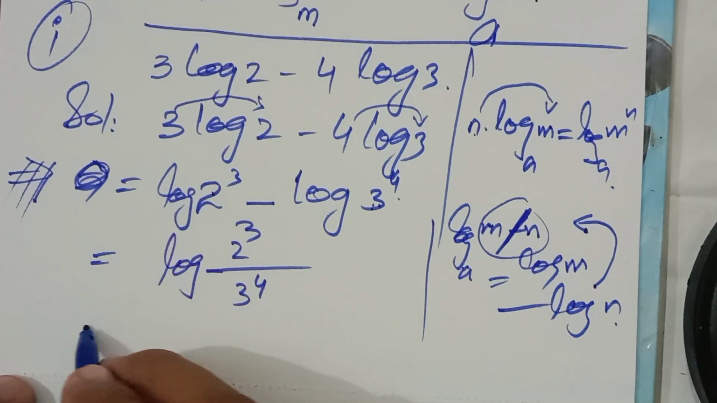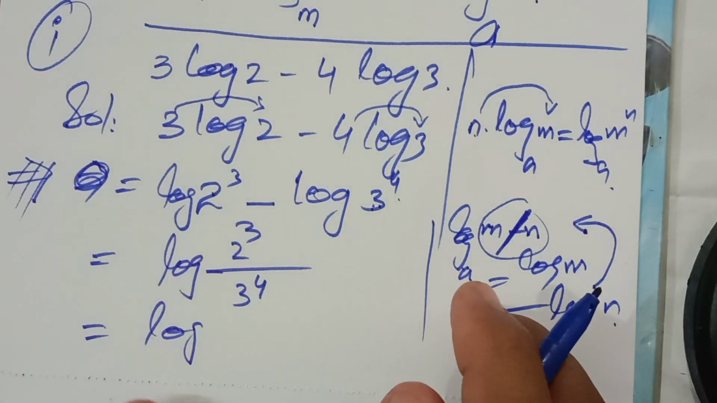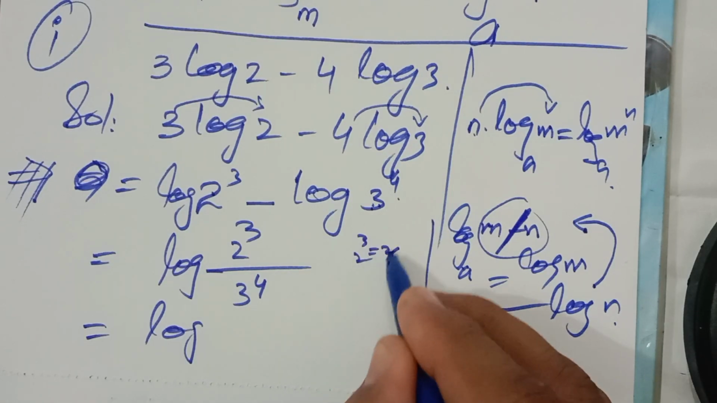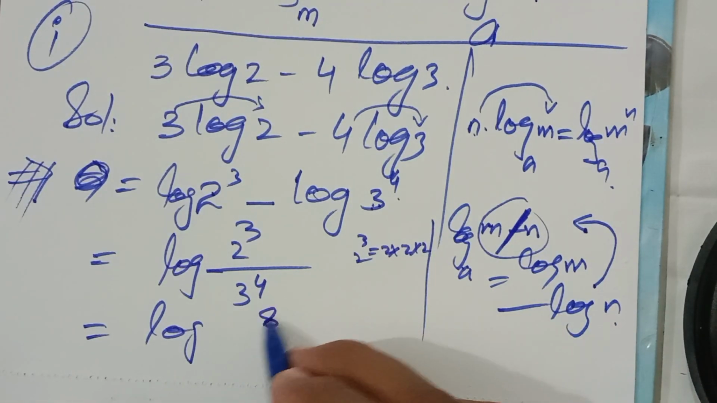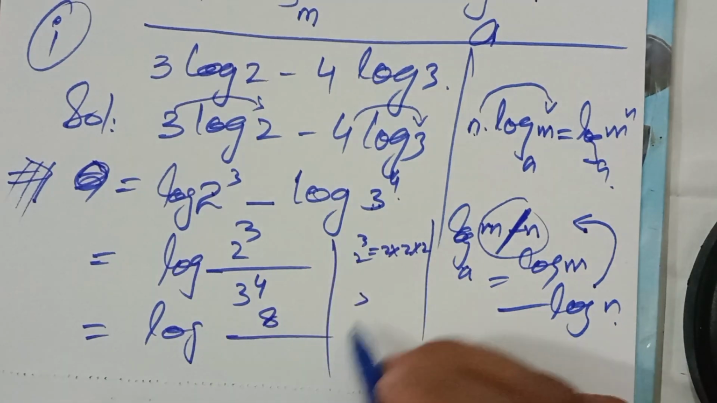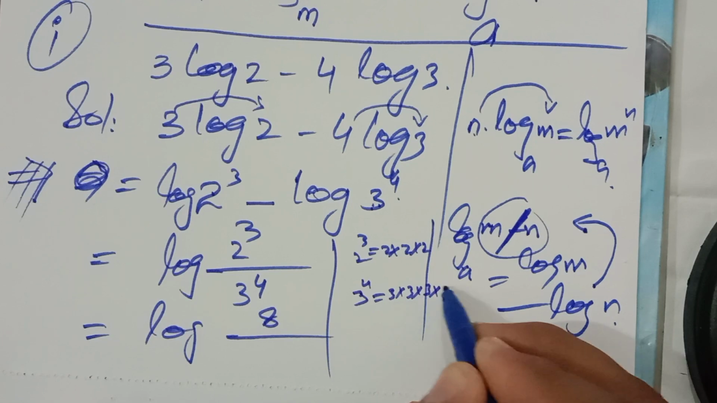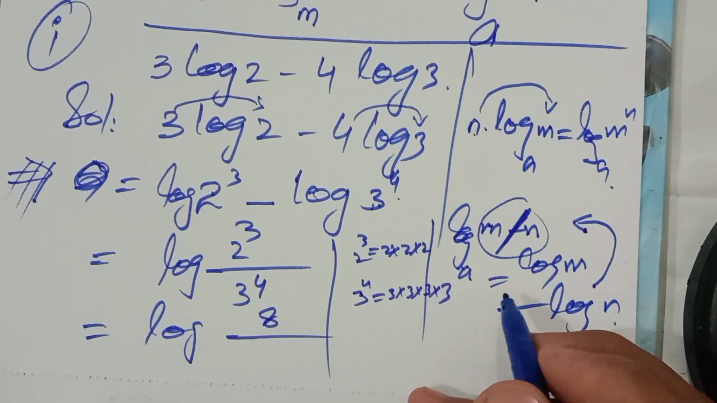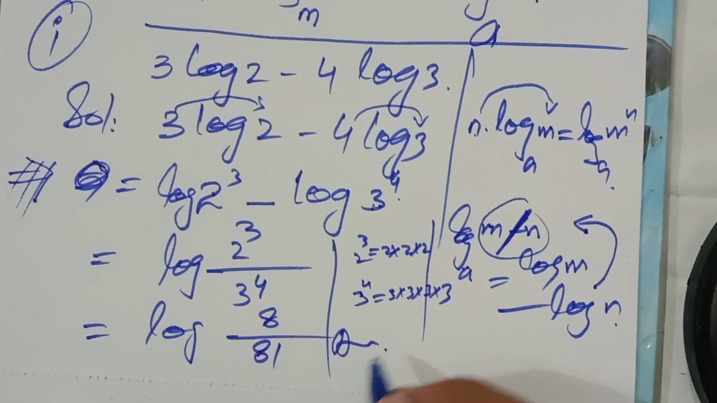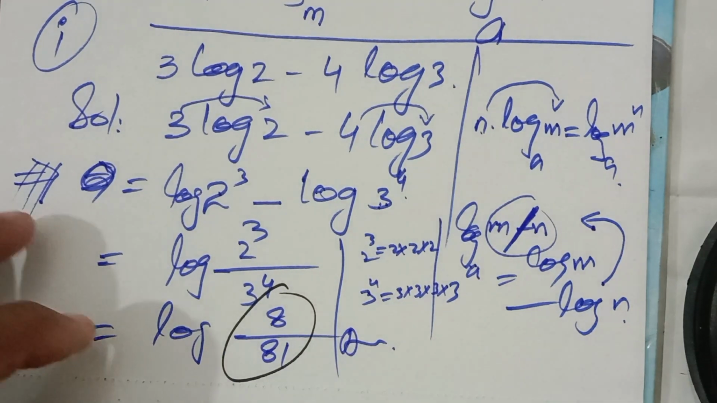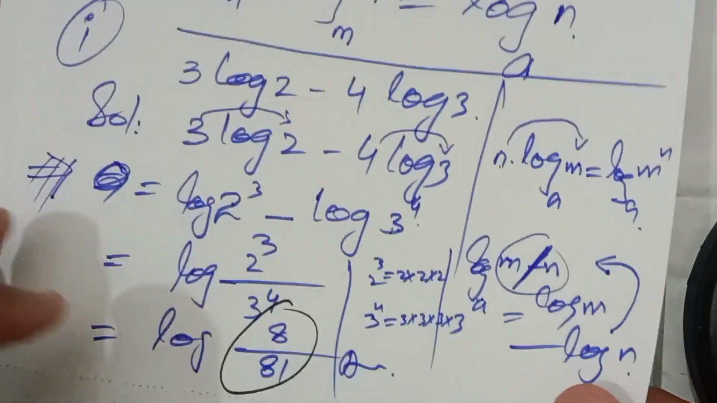By definition we can write log of 2 times 2 times 2, which is 8, divided by 3 raised to power 4, which is 3 times 3 times 3 times 3. So 3 times 3 is 9, 27, and 27 times 3 is 81, which is our required answer. Use the logarithmic properties to change into a single log; do not solve using logarithmic tables or values to put in the solution.